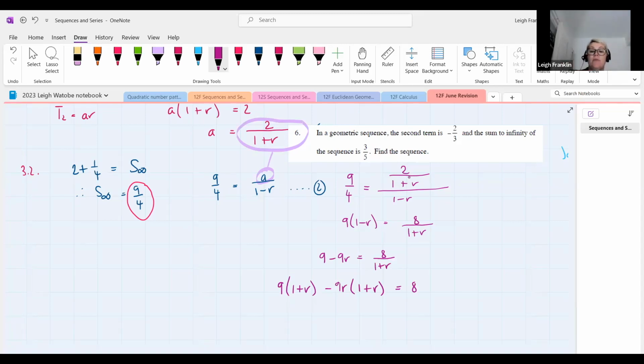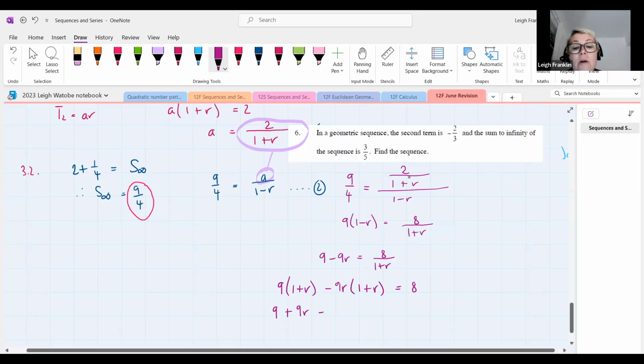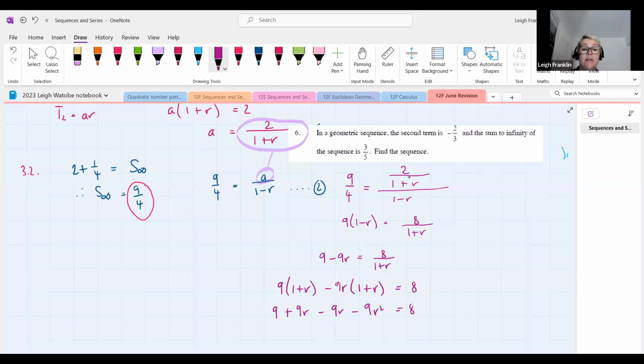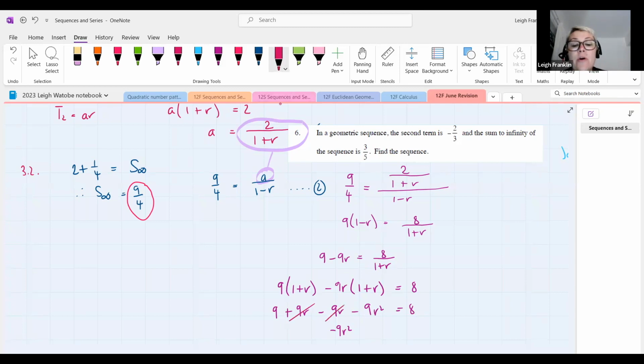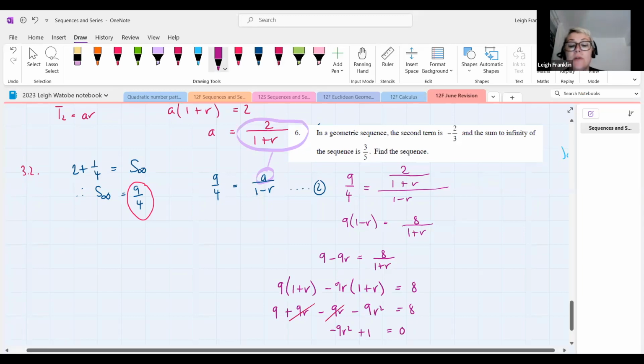Now we've multiplied everything by 1 plus r. So that would give us 9 plus 9r minus 9r, which is very similar to the previous question, minus 9r squared is equal to 8. If you want to collect everything on one side, you would end up with minus 9r squared. The two middle terms would cancel out, they would add up to 0. And then 9 minus 8 would be plus 1. So this would be plus 1 equals 0.